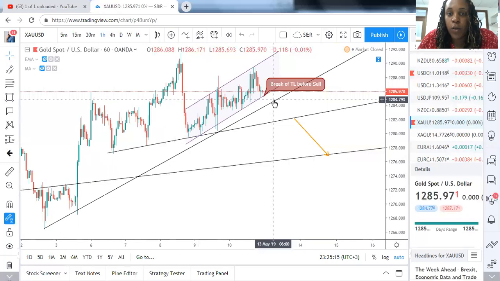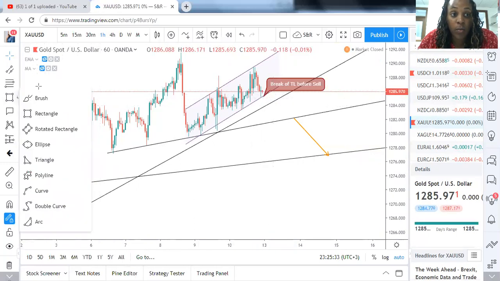But again, you need this ascending channel to be broken first before you could actually start to sell. So you could sell here. This will be the first sell. If we get this next trend line broken here, then you could also look for this sell as well. So you can actually enter another position there. So let me show you guys.